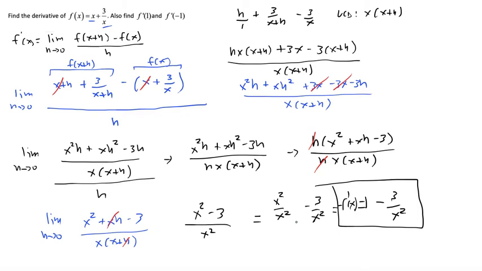So then, what is f prime of 1? Well, we just plug in the 1 in here. That becomes 3 over 1. So 1 minus 3, which is negative 2. Similarly, what happens when we plug in negative 1 in here? We sort of get the same thing. Negative 1 squared is just 1. So 1 minus 3 equals negative 2.